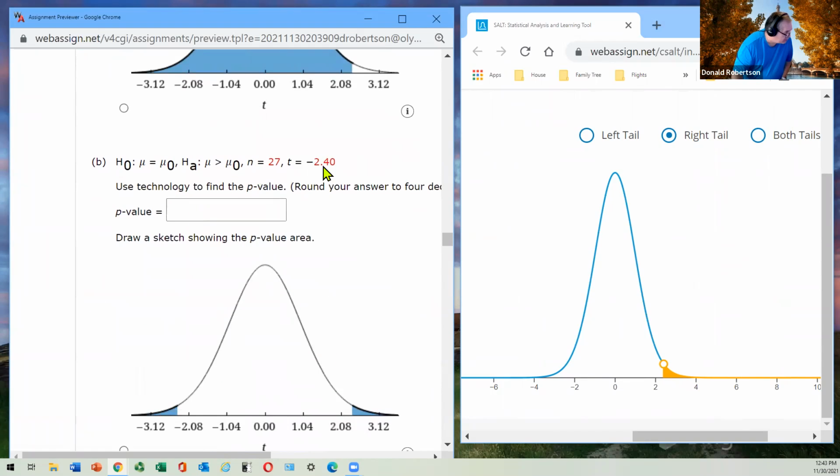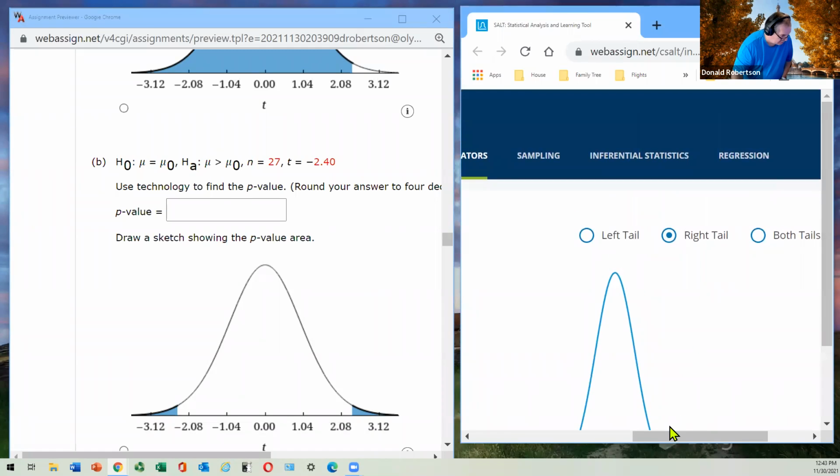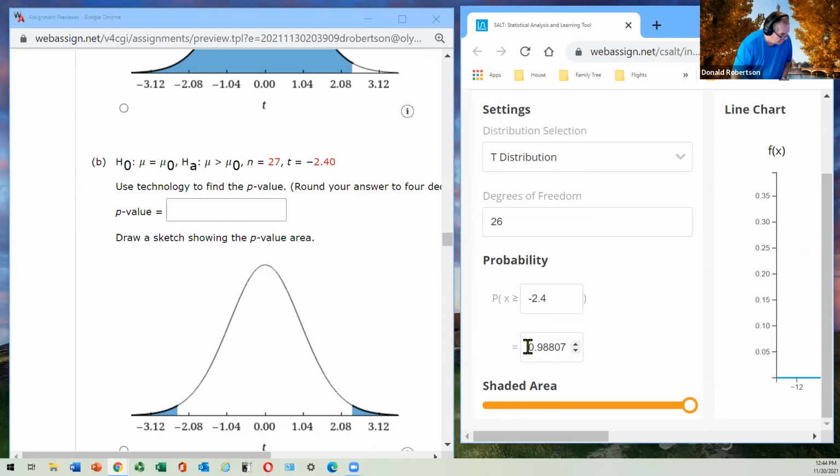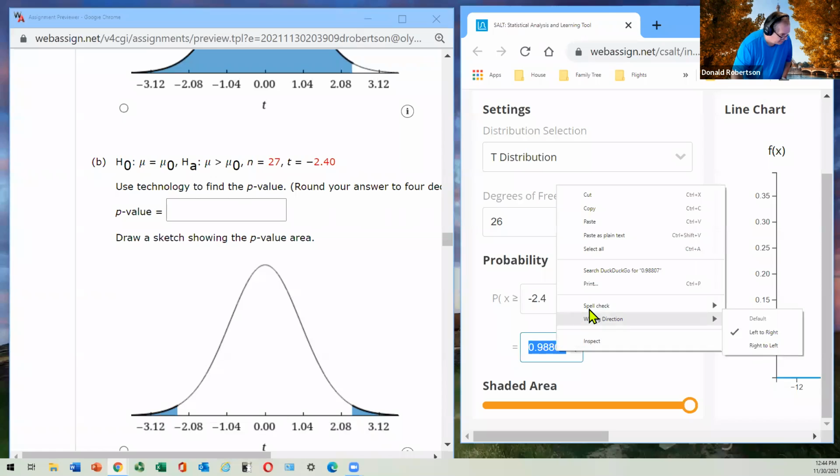Now here's our next one. Oh, interesting. Do you see that it's greater than, with 27 and negative 2.4? So over here again, 27, well, 1 away gives you 26. It's still greater than, but it's to be greater than negative 2.4. And when I go down here, that is my p-value.